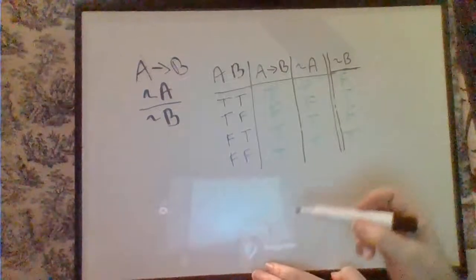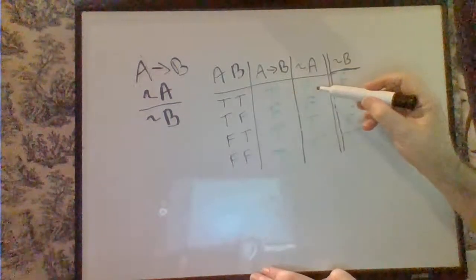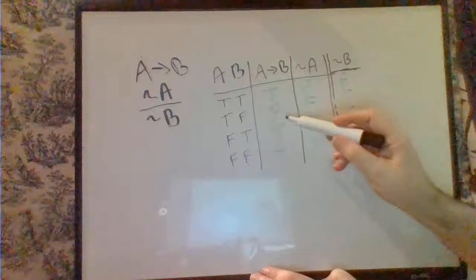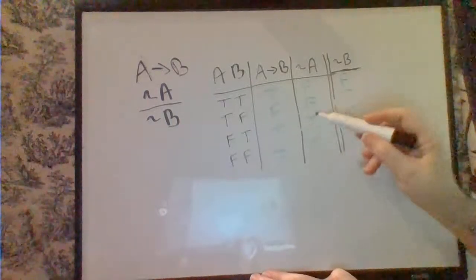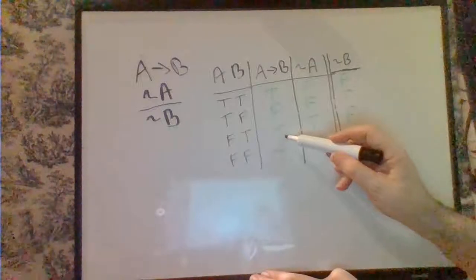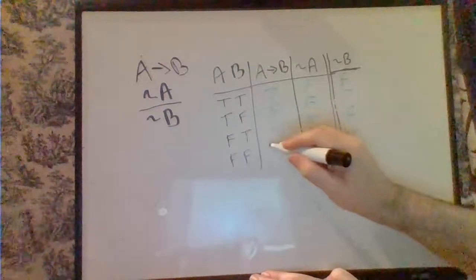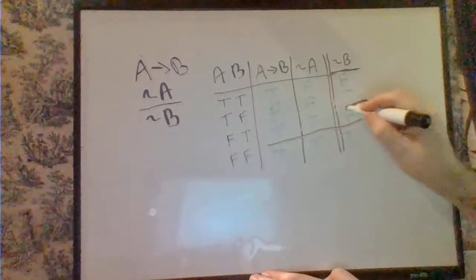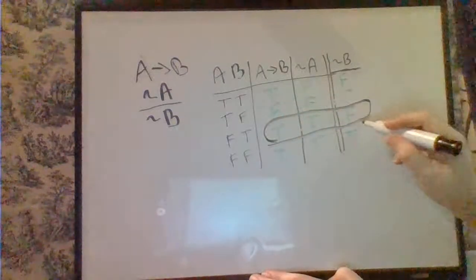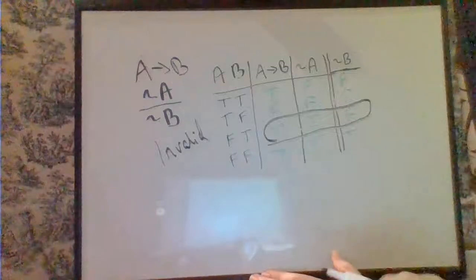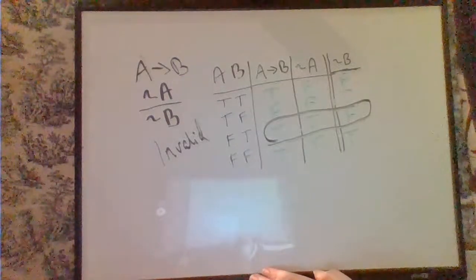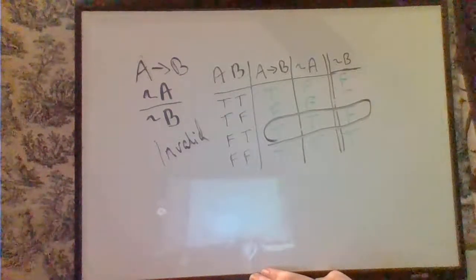So on line 1, I've got a true premise, false premise, that's fine. Here on line 2, I've got 2 false premises, that's fine. But line 3, there's true premises, false conclusion. So since I have true premises leading to a false conclusion, it shows the argument to be invalid through the truth table method.